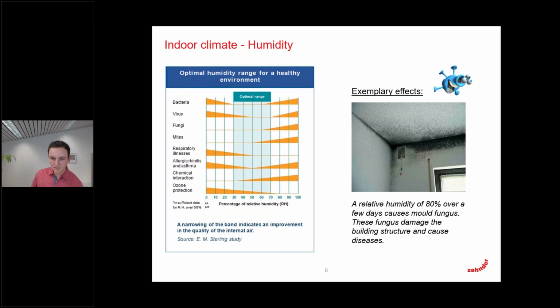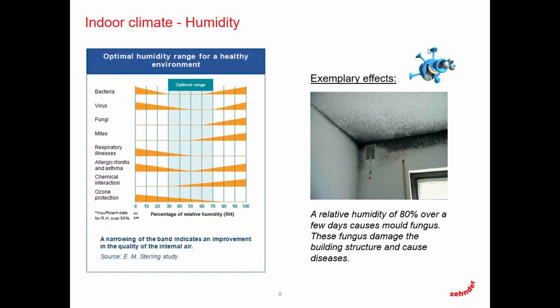On the right-hand side, you can see an example of what happens when the air is too humid. There arise molds, and they cause health complaints, and they also damage the building structure, as you can see here. And studies showed that these mold fungi arise when the humidity is at 80% over a few days.